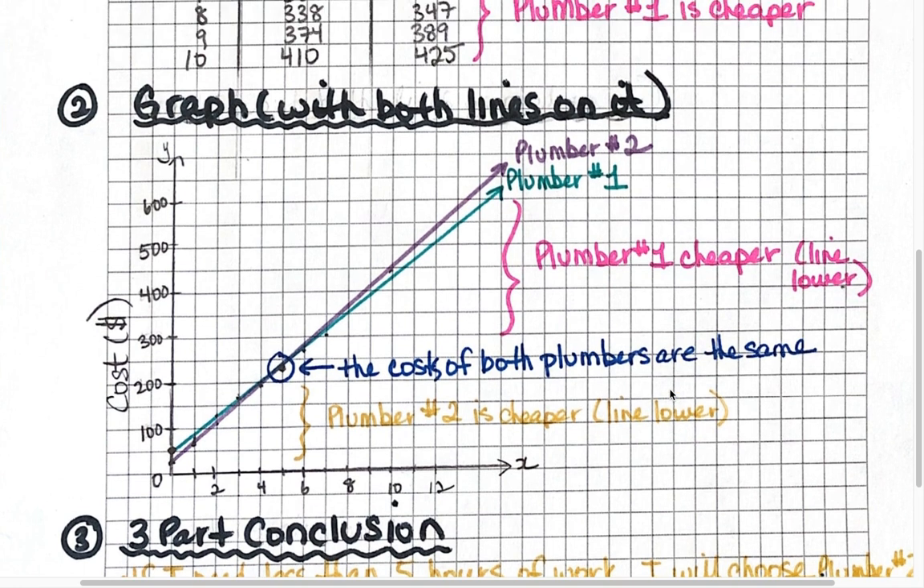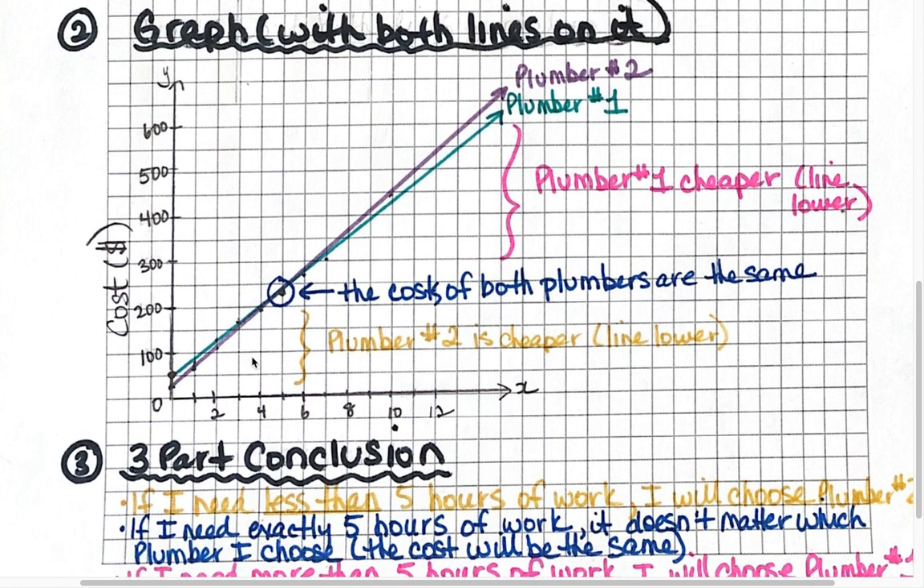And just like the table of values, you'll see that at 5 hours, both the costs were $230, and that's where those two lines cross. We call that the point of intersection. At the point of intersection, we can see that both costs are the same for the plumbers. But if we look below that point of intersection, you'll notice that the purple line, which is plumber number 2, is a little bit lower. So we can see visually that the cost of plumber number 2 is going to be cheaper.